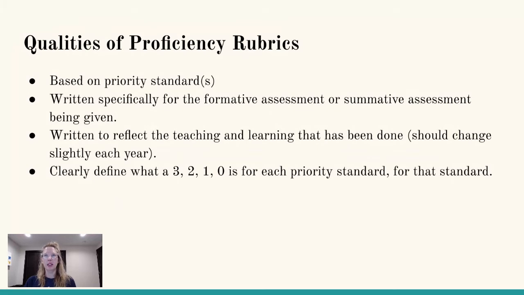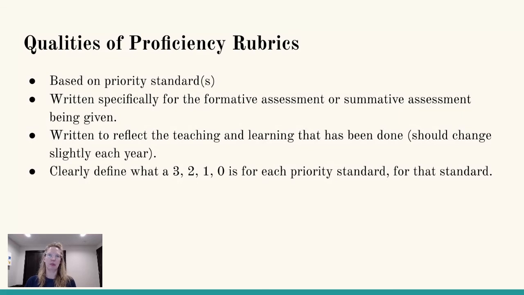So some qualities of proficiency rubrics. They should be based on priority standards. So if you don't have a standard for having great coloring, that's not something that should be on your rubric. So it's a really good basis for knowing what should go on your rubric and what shouldn't. So it should be based on those priority standards that you and your team have selected.